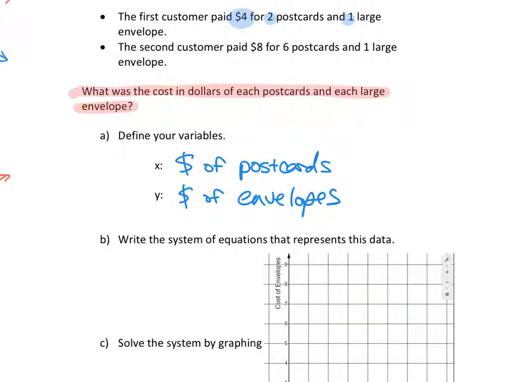Okay, so let's put an equation together for the first customer. They had 2 postcards. So 2 goes next to which letter? X, because that's my postcard. That's what I decided would be representing my postcards. And how many envelopes? 1 envelope. If you want to put the 1 there to show that there's a 1 in front of the Y, that's cool. You don't need the 1. And how much money did the first customer spend?